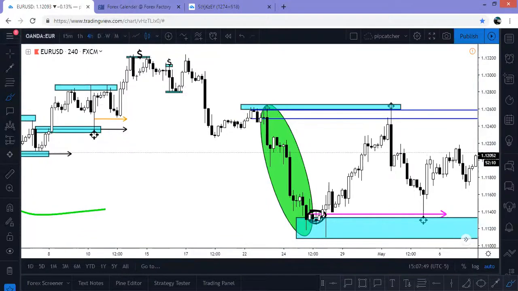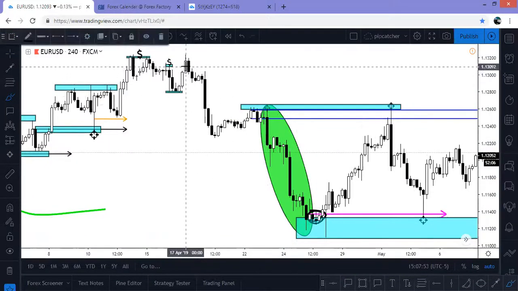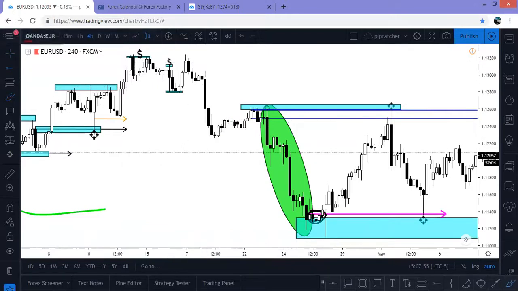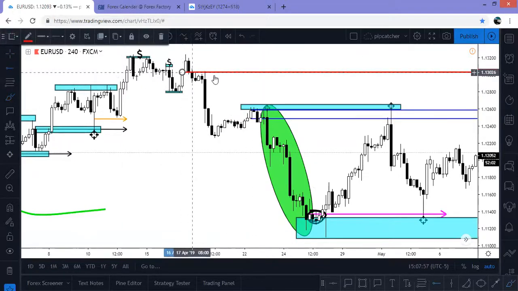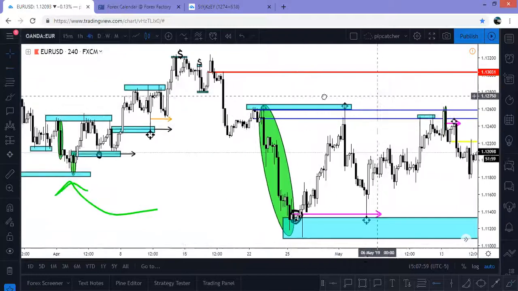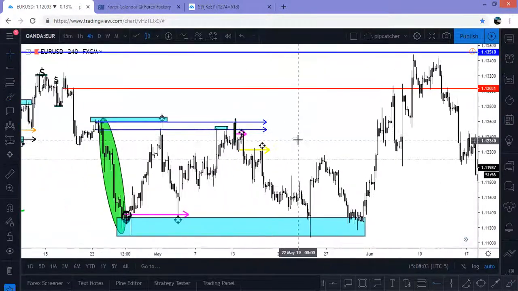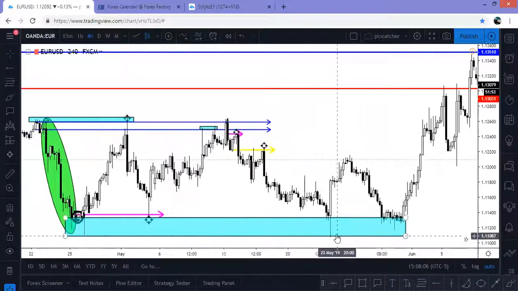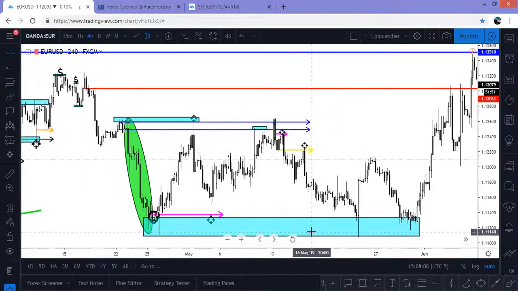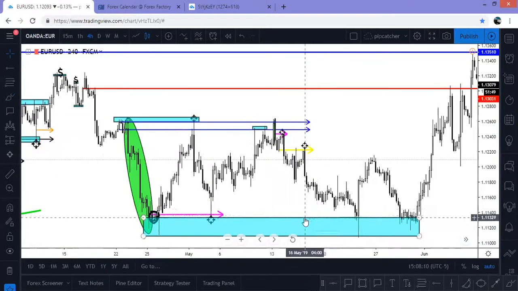Okay, so what do we do? We mark up the zone, right? We mark up the zone, area of interest. Okay, so after going through this whole accumulation that we were getting sniper entries in, okay, and actually I want to show you guys something down here.